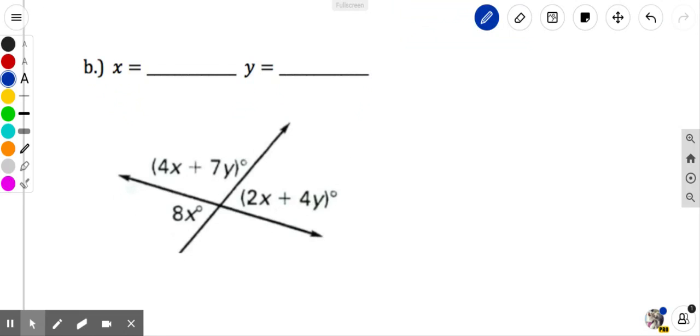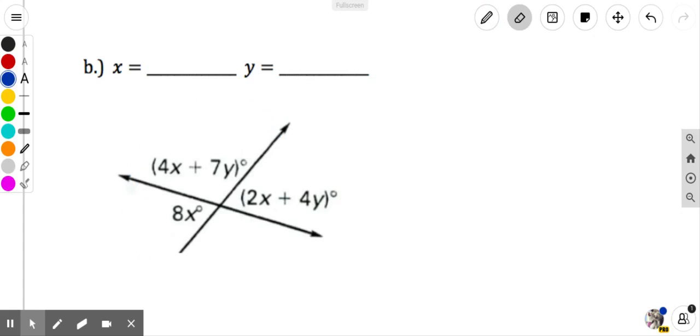Notice, okay, I could say these are vertical, but then I'm going to have 8x equals 2x plus 4y. I have too many variables, right? Or I could say these two make a linear pair, right? They add to 180. But wait, I'm going to have an x and a y still. Okay, let me try something else. What about these two? These two are a linear pair, right? Those add to 180. But again, there's an x and a y in the same equation.